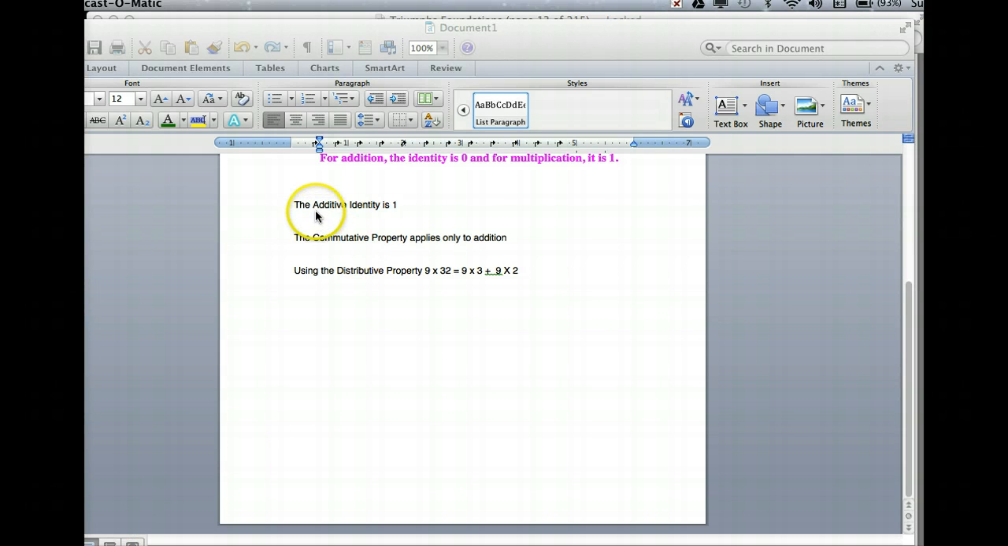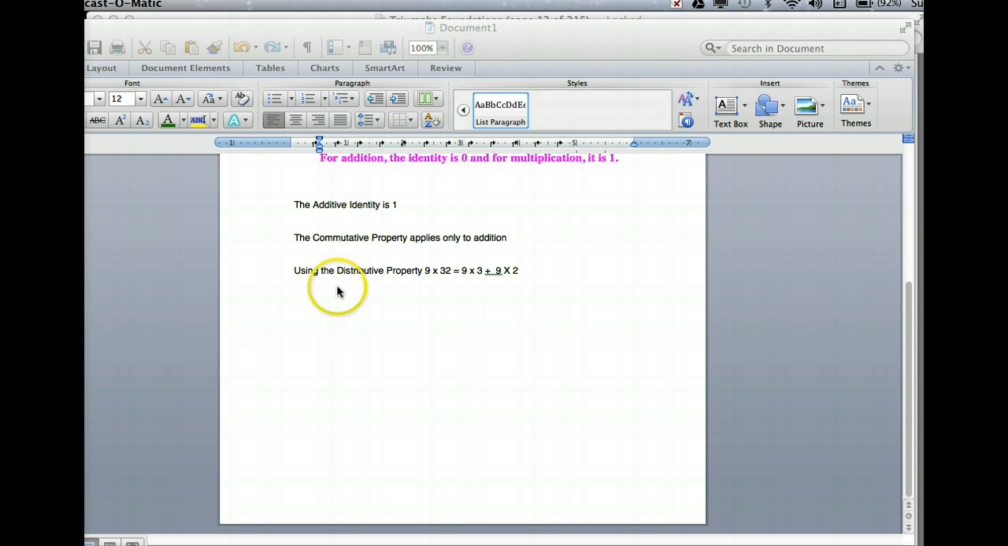Okay, so the additive identity is 1. What's wrong with that one? You're right. The additive identity is 0. If you add 1 to any number, it changes the original. So it should be the additive identity is 0. 1 is the multiplicative identity. The second problem, the commutative property applies only to addition. That is incorrect because the commutative property also applies to multiplication.